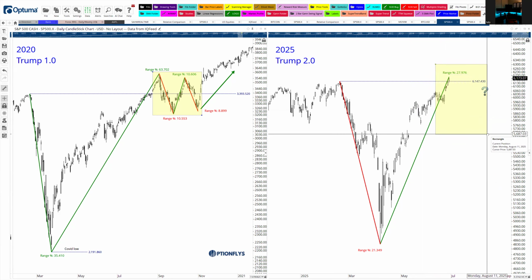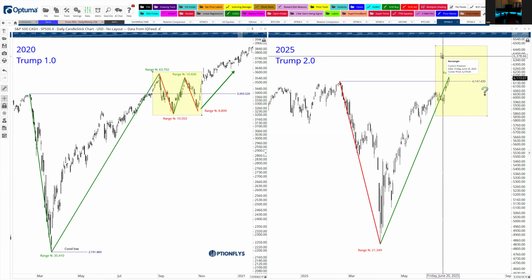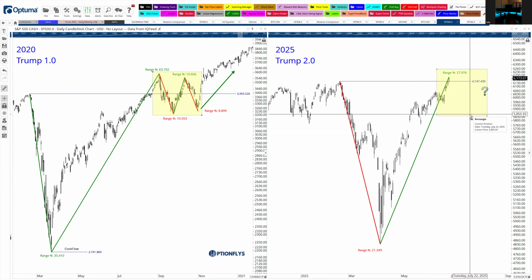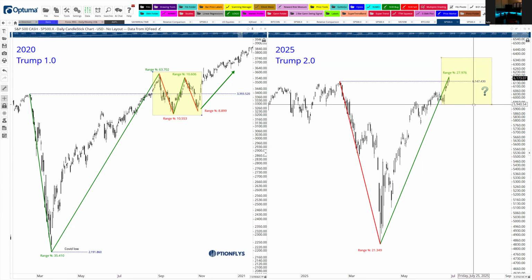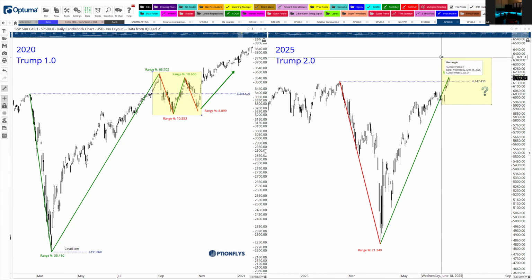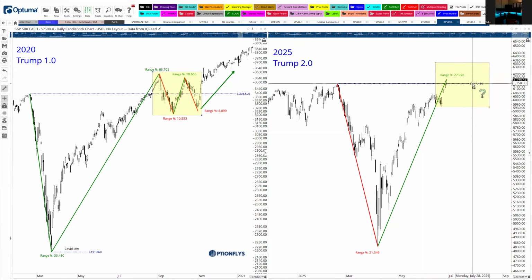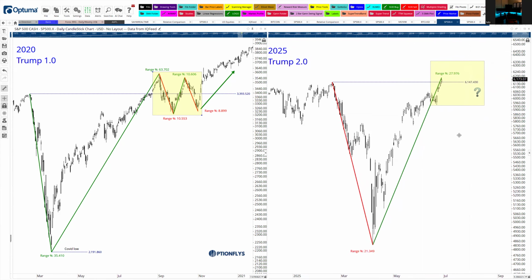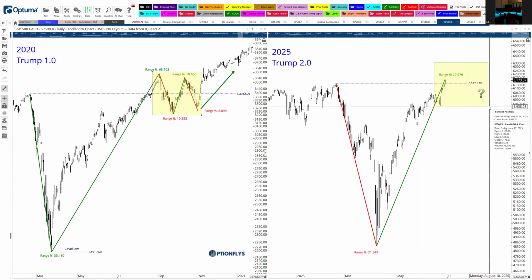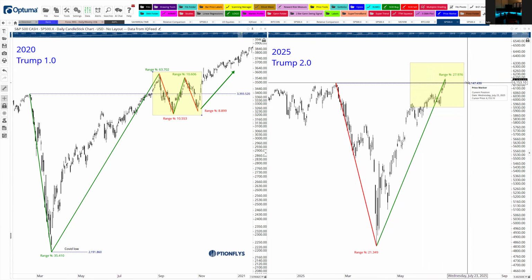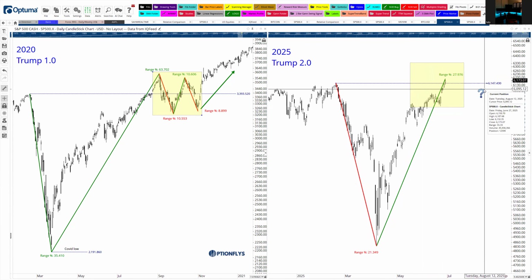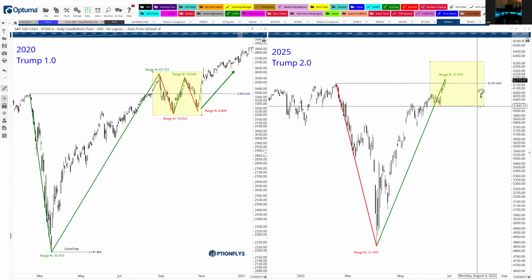Unless people are making calls right now that we're willing to go extremely parabolic. Well, that's definitely not a good sign. If you ask me, you don't want to do that. Those are the ones that don't end good. Okay.